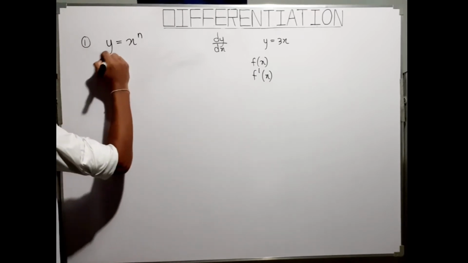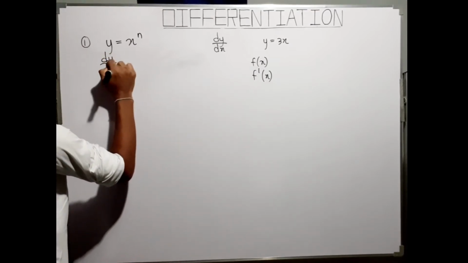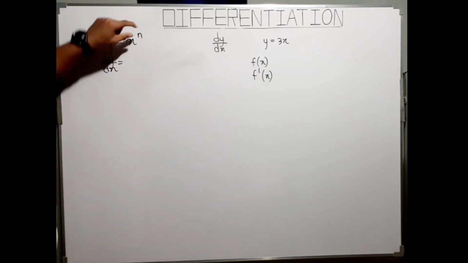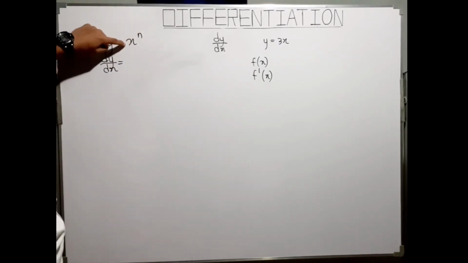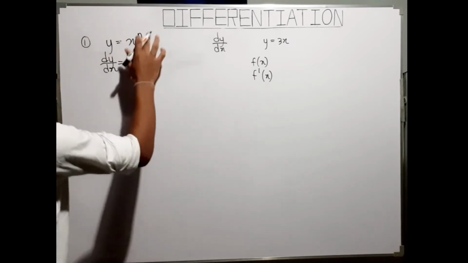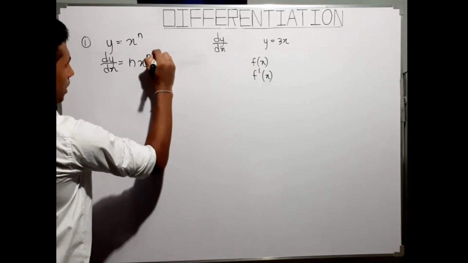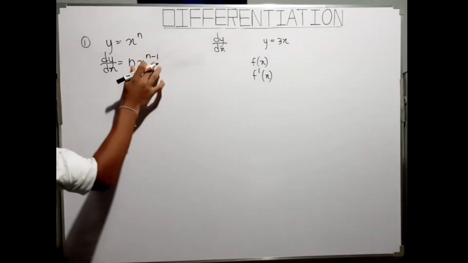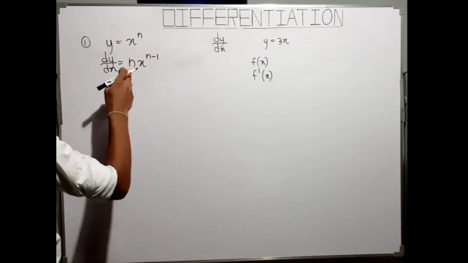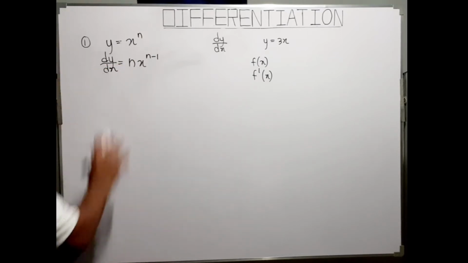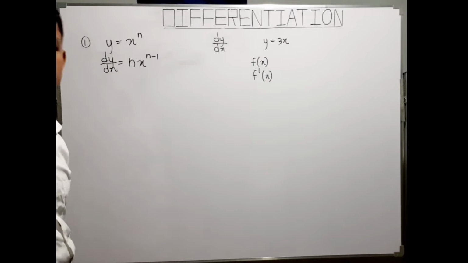Now we'll see how we differentiate this. dy by dx: when you differentiate x to the power n, n comes to the front and the power reduces by 1. So it's going to be n x to the power n minus 1. First n comes to the front and the power reduces by 1. This is a general rule that will come in handy in future.